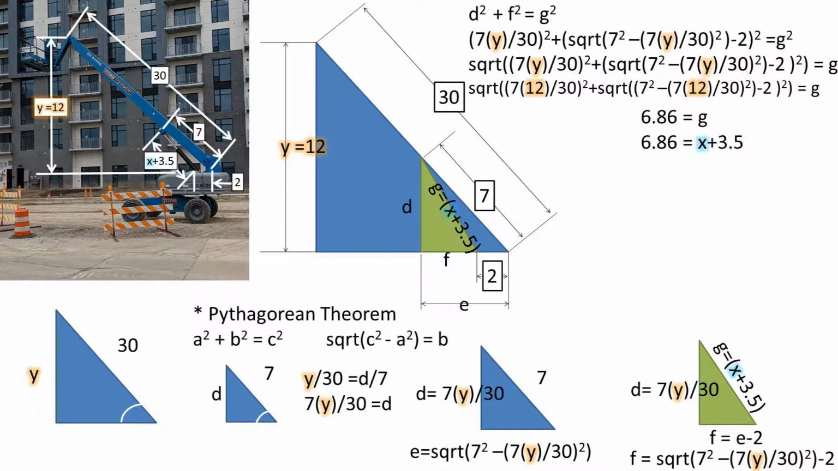To get the displacement, we need to plug in x plus 3.5 where g was. Rearranging this equation to solve for the x displacement from initial condition, we get 3.36 for the piston displacement needed to get to a height of 12 units high.